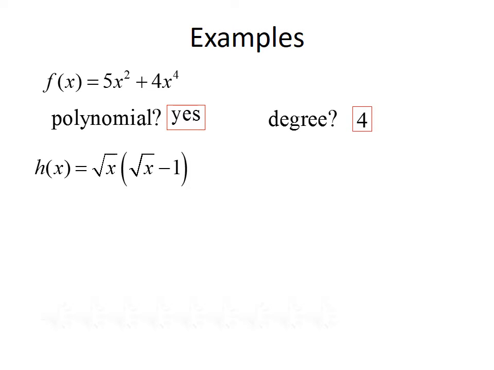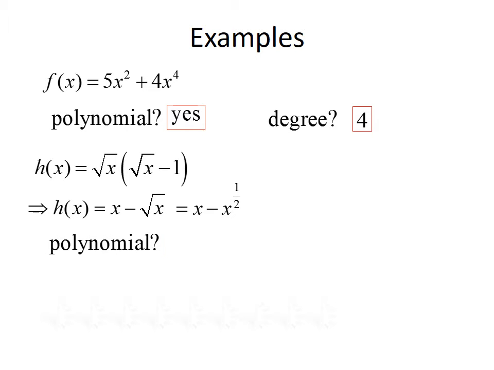Here's another example. h of x equals the square root of x times the square root of x minus 1. So to determine if this is a polynomial, the first thing we want to do is simplify it to get rid of the parentheses. So we'll distribute the square root of x throughout the parentheses, and that'll give us h of x equals x minus the square root of x. And we can rewrite the square root of x with a fractional exponent, so that'll be x minus x to the 1/2 power. So we want to determine, is this a polynomial? And while it might look like it might be a polynomial, remember a polynomial has powers that are integers. And 1/2 is not an integer, so this is not a polynomial.